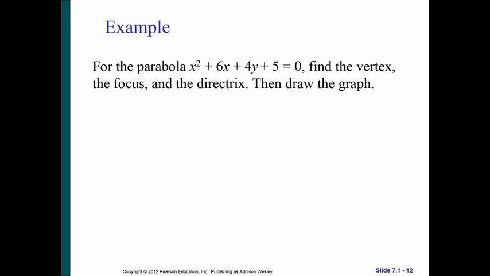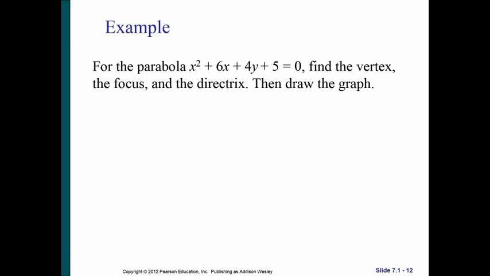For this parabola, find the vertex, the focus, and the directrix. How do you know this is a parabola? It's squared. And then does this parabola open up-down or does it open left-right? And how do you know it's an up-down? Because the x is what's squared. If this y was squared, then it would be a left-right parabola. But the x is squared, so it's an up-down parabola.